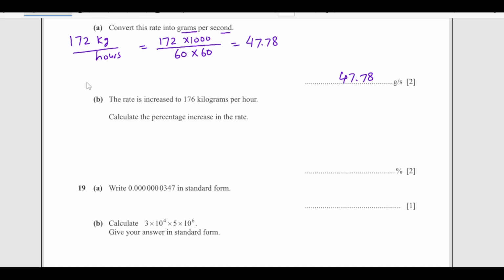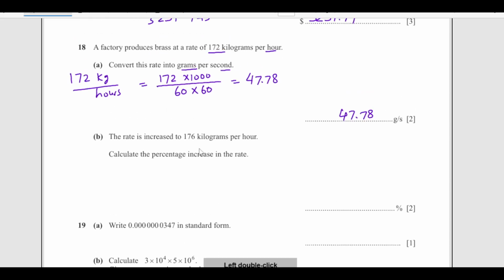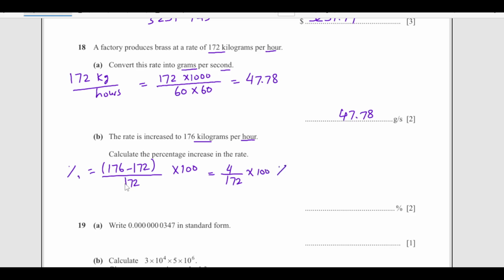Part B, the rate is increased to 176 kilograms per hour. Calculate the percentage increase. Previously it was 172, so we will first calculate the difference. To calculate the difference, we will have 176 minus 172, right. Always take the initial value in the fraction, 172, times 100. So, this is 4 over 172 times 100, this will be the percentage. So, it is 2.33.